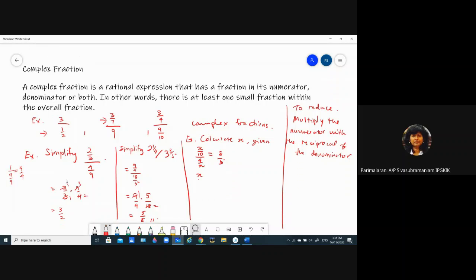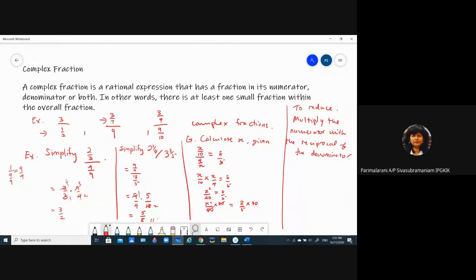To do this, you have x over 10 multiplied by the reciprocal of 4 over x, which is x over 4, is equals to 8 over 5. So you have x squared over 40. x times x is x squared, 10 times 4, 40, is equals to 8 over 5. We want to eliminate 40, so we multiply the left hand side by 40. If you multiply the left hand side by 40, then you must do the same thing on your right hand side.